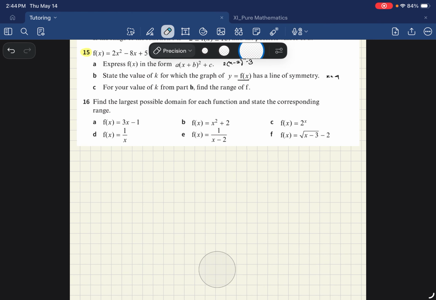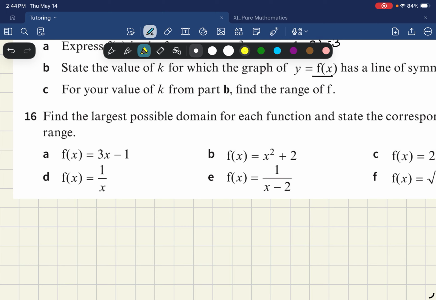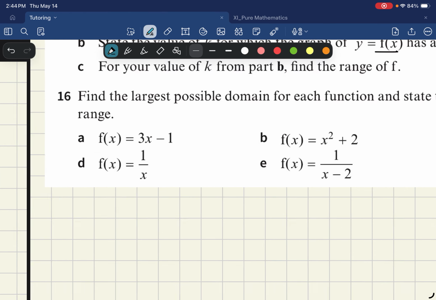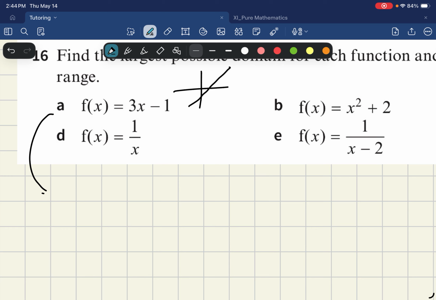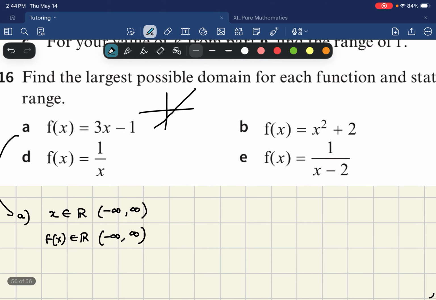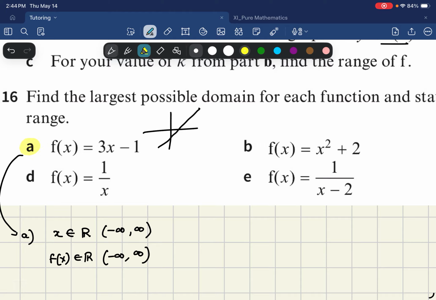So now question 16 is very important. Find the largest possible domain for each function and state the corresponding range. So this is a linear function. You can draw it out. It's going to look something like this, right? So for part a, your domain can be any real number. You put in any real number, you're going to get an output, right? So negative infinity to infinity. And your range is also going to be any real number. Negative infinity to infinity. So that is the solution for A. That works for a linear function.